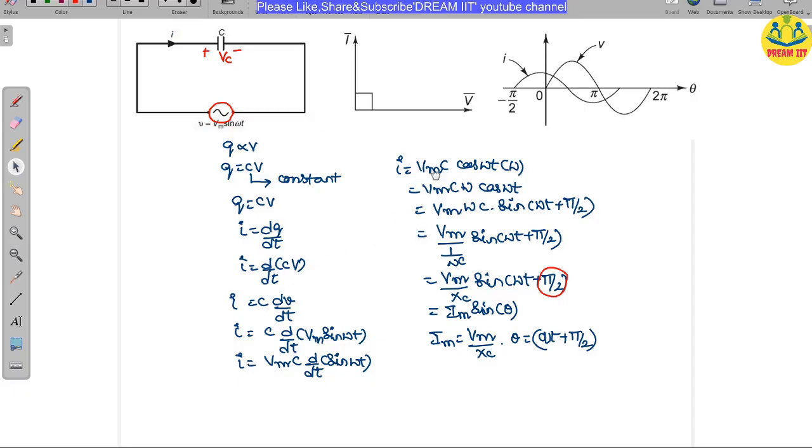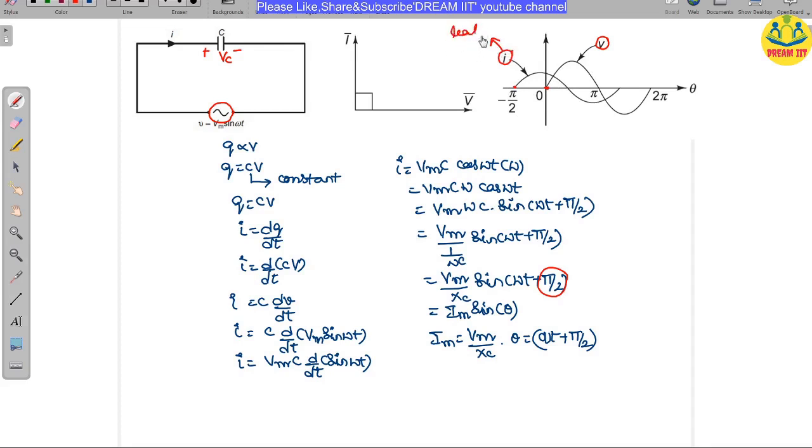See, this omega t is equal to pi by 2. So for the purely capacitive circuit, if you observe the 0 points, the voltage waveform started before the current waveform. This is the voltage waveform and this is the current waveform. The voltage started first, which means the current is leading.